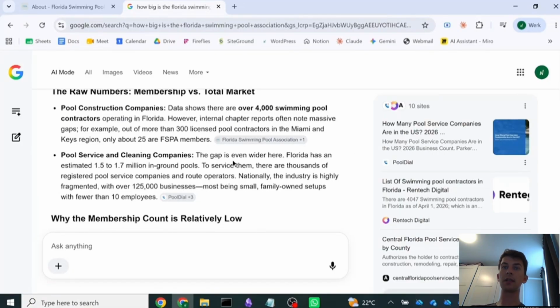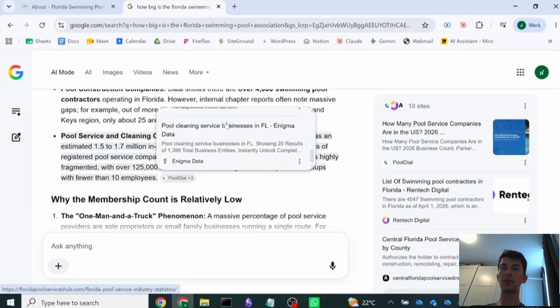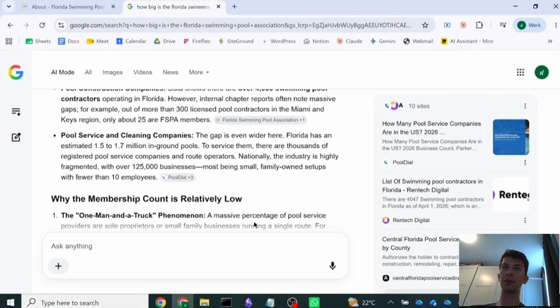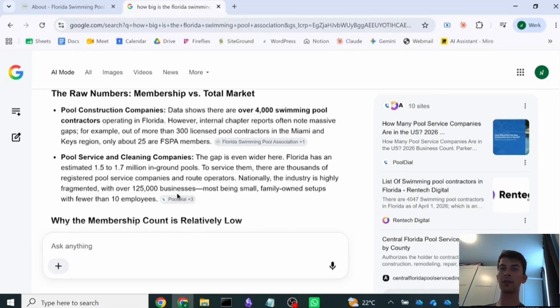There are also pool service and cleaning companies in addition to construction companies. So there are about 125,000 of these businesses, according to some other sources here, right? So we're looking at 125,000 plus 4,000, which is quite a lot when you account for both contractors and service and cleaning companies. However, the membership dues for this association are just under $1,000 a year. So I reckon most of these pool service and cleaning companies are probably not going to be paying that much. It's just going to be a little too far out of their budget.